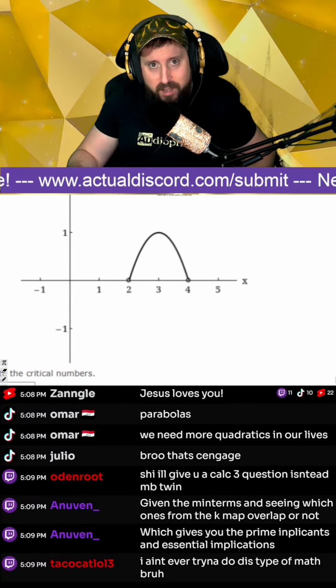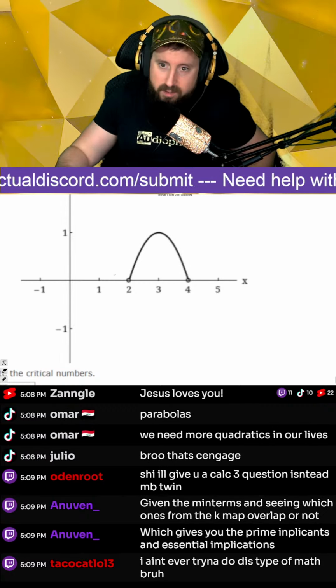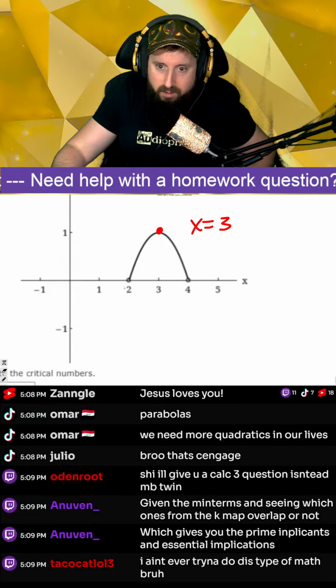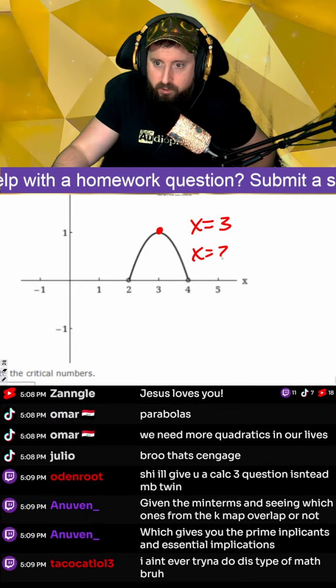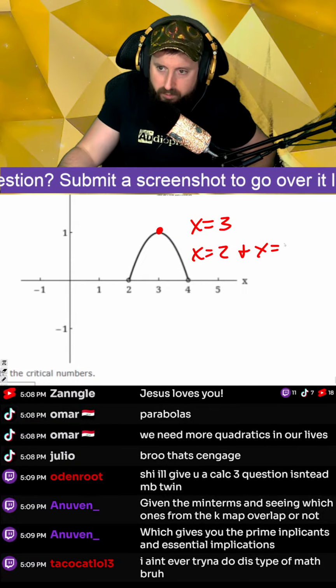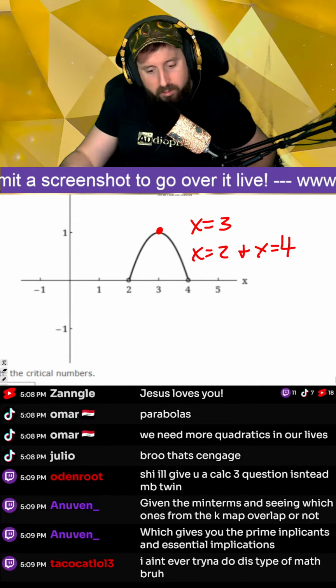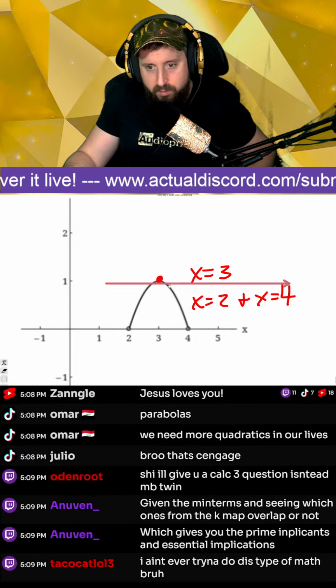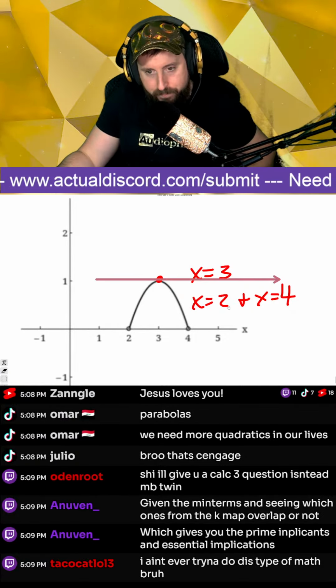So we're supposed to find the critical numbers? Yeah, so the critical number I think is here. I think it's x equals 3. And then also technically x equals 2 and x equals 4, I guess. So you want to figure out where the derivative would be 0? The derivative would be 0 here, right? Because that's where the tangent line is flat.